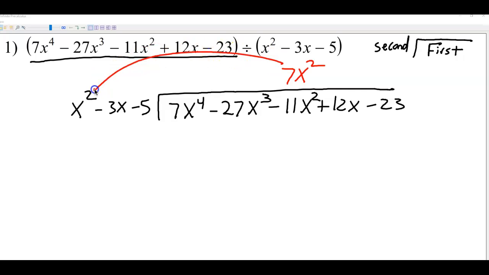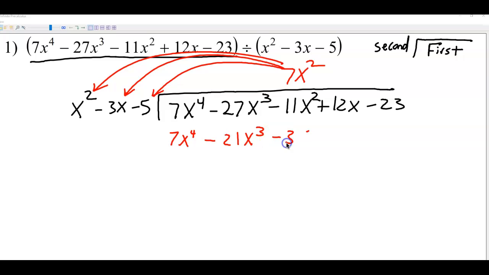So what's 7x squared times x squared? What is 7x squared times negative 3x? -21. No, positive. No, it's negative. Yeah. x to the third power. And what is 7x squared times negative 5? 35x. Okay, so there's that.